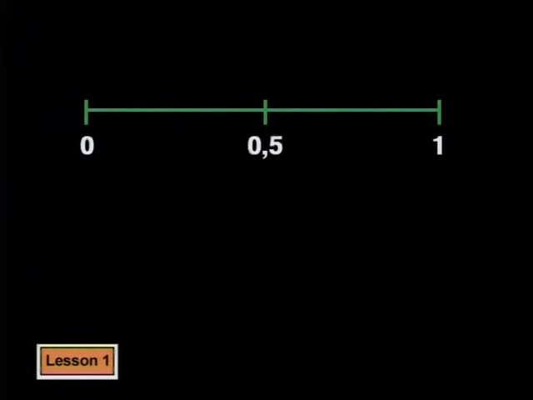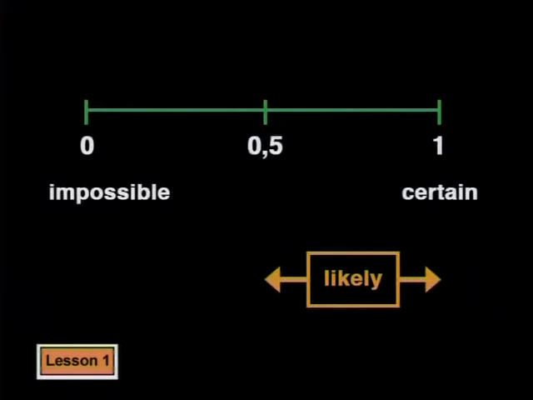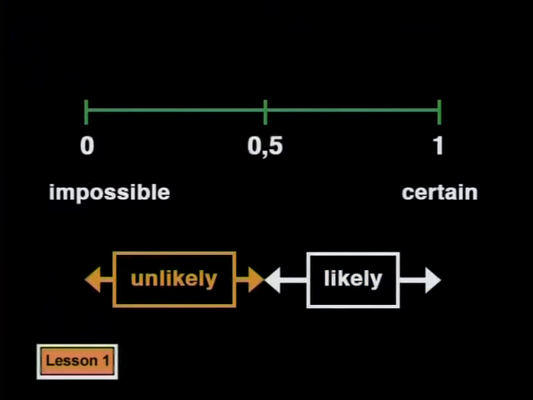The probability scale is a number line from 0 to 1 on which we can plot the probability of any event happening. If something is guaranteed to happen, we say it's certain and it has a probability value of 1. But if something is guaranteed not to happen, we say it is impossible and it has a probability value of 0. The space on the number line in between 0 and 1 is for any event that is likely to happen or unlikely to happen.